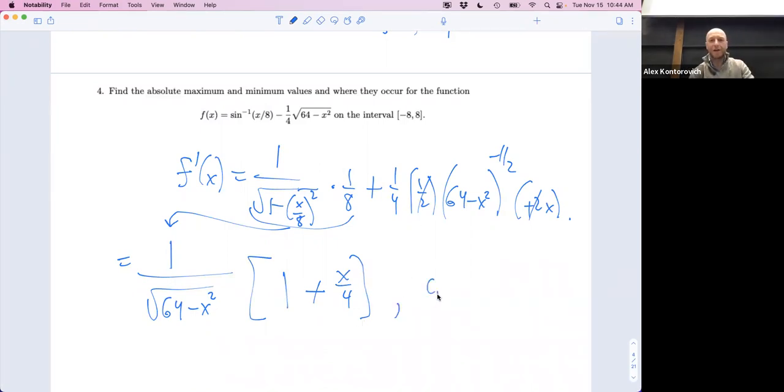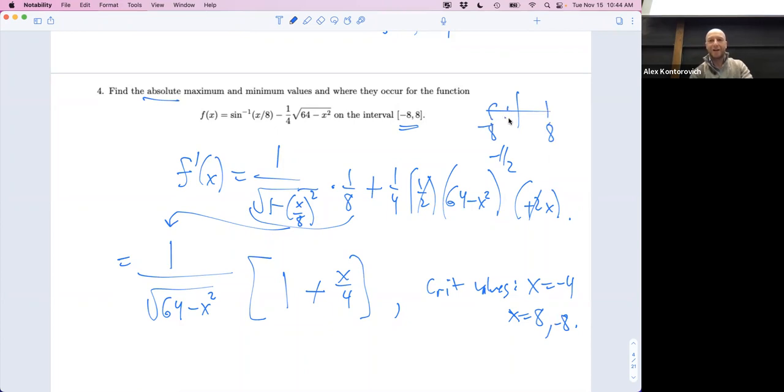So my critical values are at x equals -4. And if this denominator is 0, which happens at x equals 8 and -8. Okay, so 8 and -8 are critical values. 8 and -8 I was going to evaluate at anyway, because if we're looking for absolute maxes and mins, I have no idea what this curve actually looks like. Let's just pretend it's something.